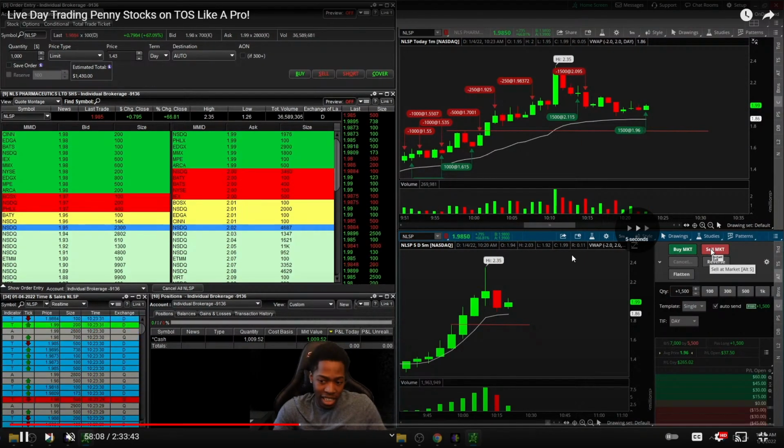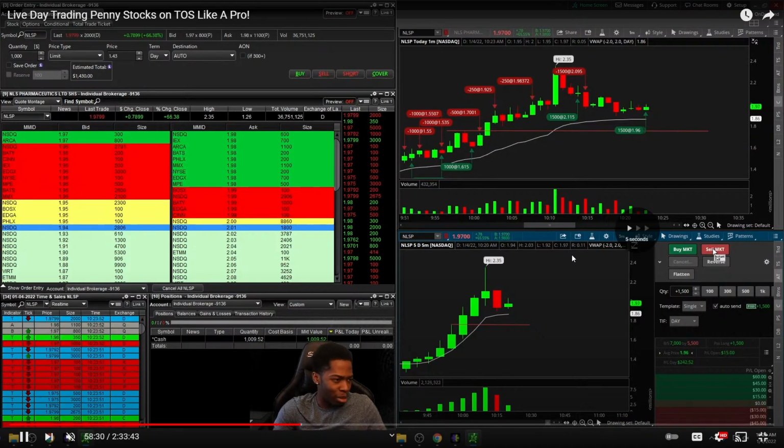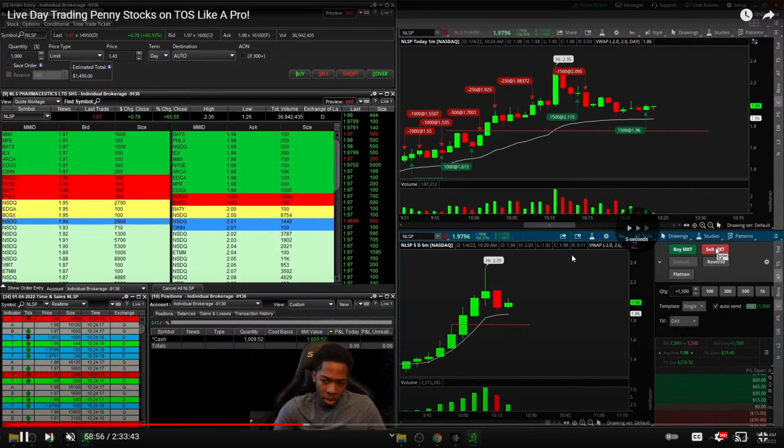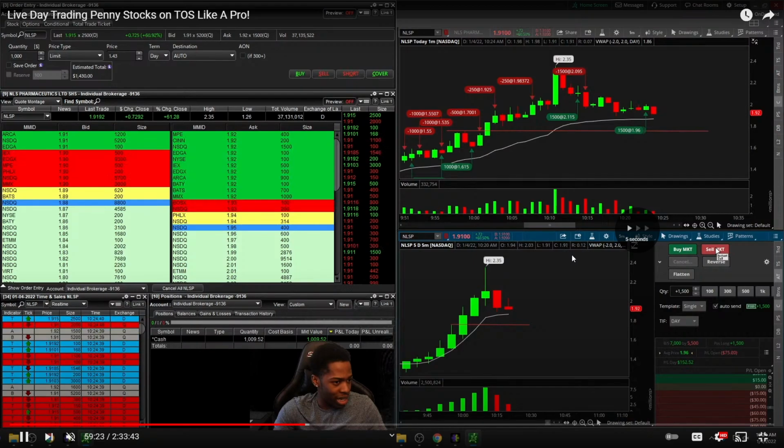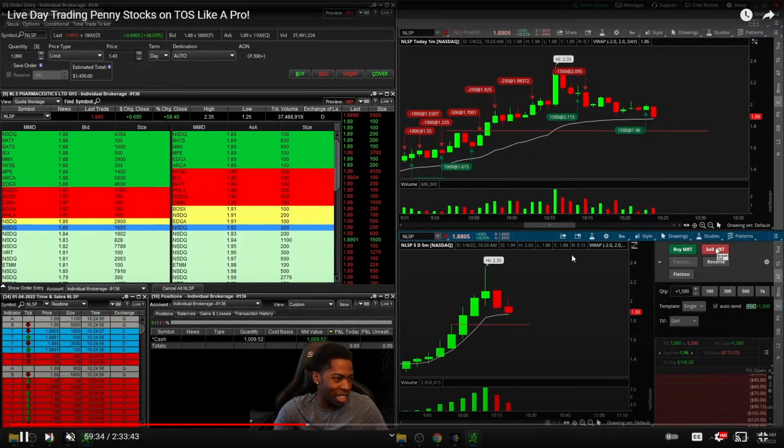And looking for that curl back up. It's not going to happen though. I got a great fill in there. We proceed to pull back to 90, 88.